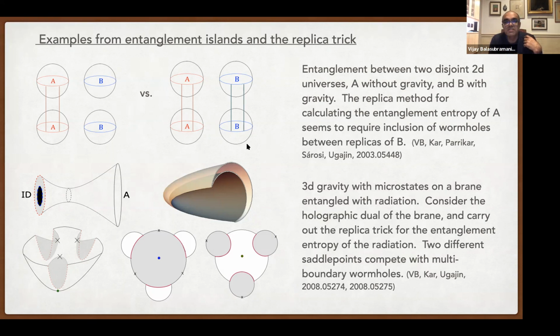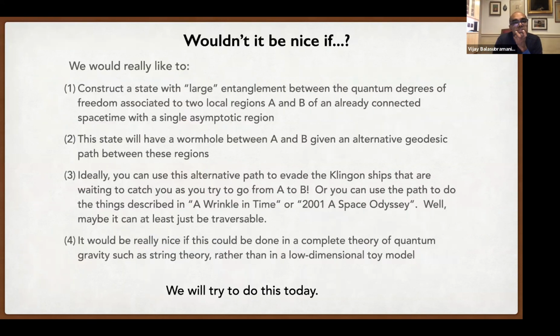So as related to this present talk, we thought that it would be nice if we could really do the following thing. In order to elucidate these questions about what kinds of entanglement, does entanglement always lead to connectedness, it would be nice if you could do something like this. First, I'm going to take some universe with some asymptotic region, and I'd like to construct some sort of state with suitably large entanglement between the quantum degrees of freedom that are associated to two local regions A and B. So here we're talking about an already connected spacetime with one asymptotic region. And now I've got two regions of it, and I'm going to entangle them.